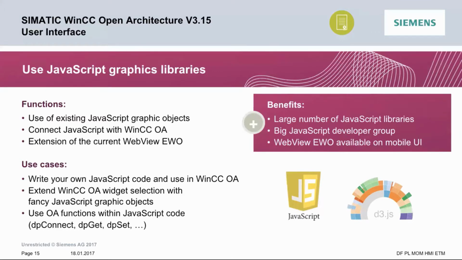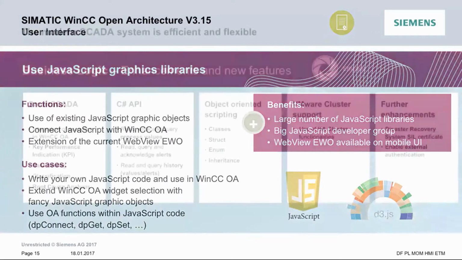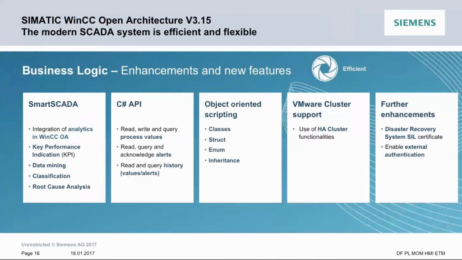Moving on to business logic, and let's talk a little about some core areas of focus. The release of SmartSCADA was just provided with this version of WinCC Open Architecture. I'll talk a little bit about that. The C# API. Anyone who's worked with WinCC OA for some time knows that we have a well-documented published API, and that has been further enhanced. And then object-oriented scripting, support for high availability clusters via VMware, and then further enhancements with the SIL rating that we have with the software.